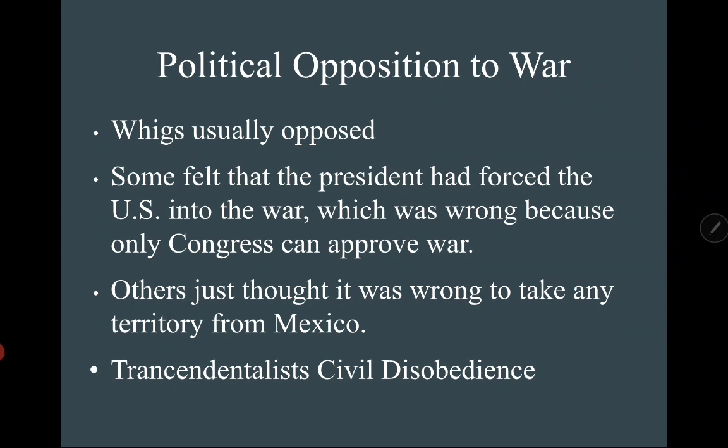And some people felt that the president had forced the U.S. into the war. Famously, Lincoln, I think, was the one who passed the spot resolution, who says, "Show me the spot where American blood was spilt," meaning this was not our land, this was their land. Other people just think it's wrong to take this territory from Mexico. They see this as imperialism.